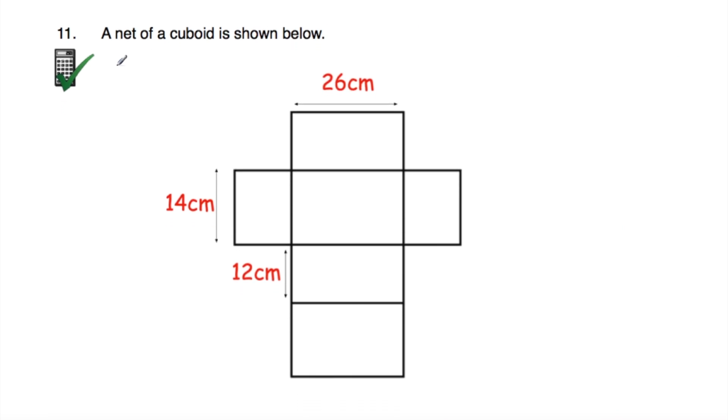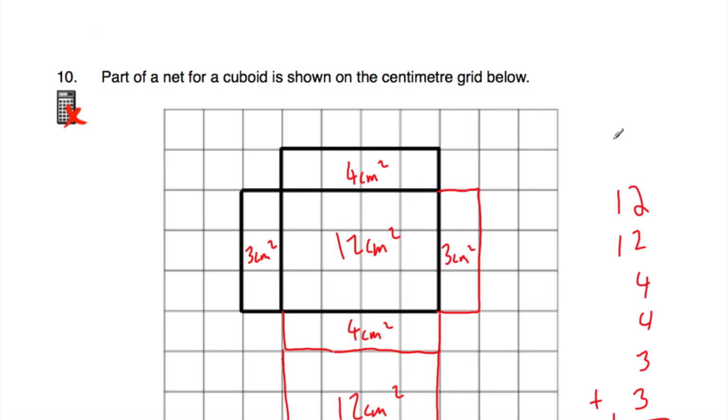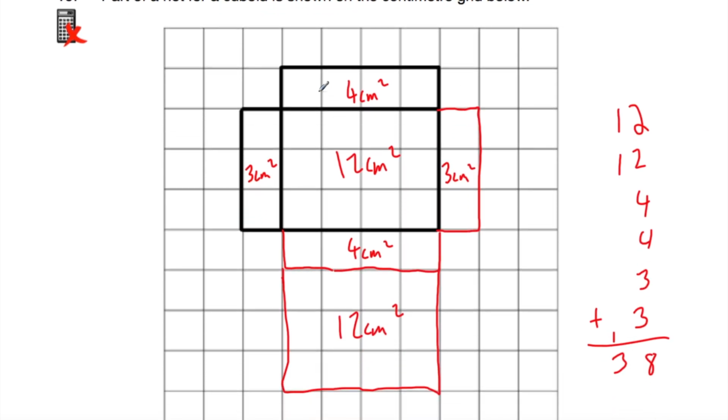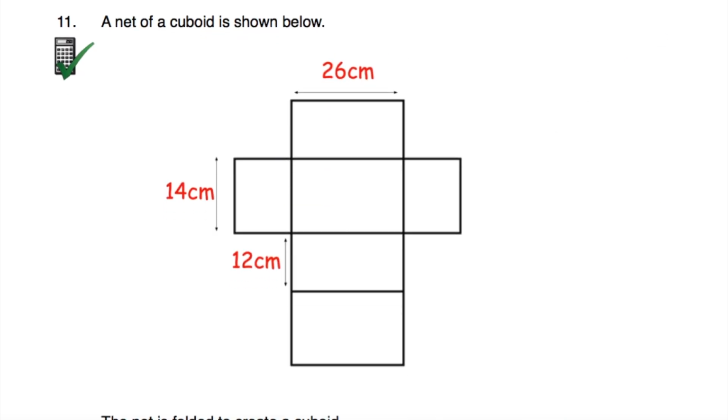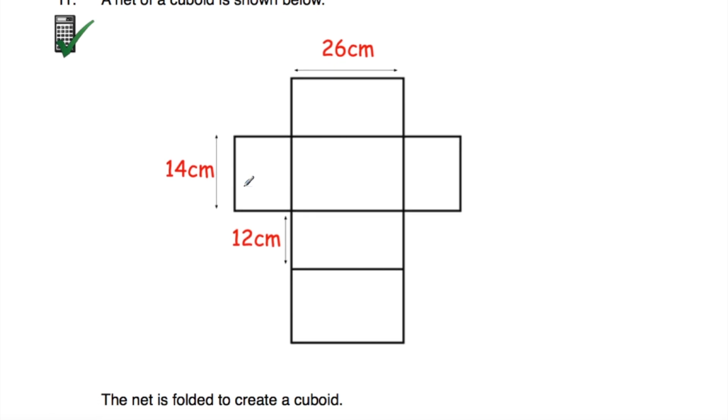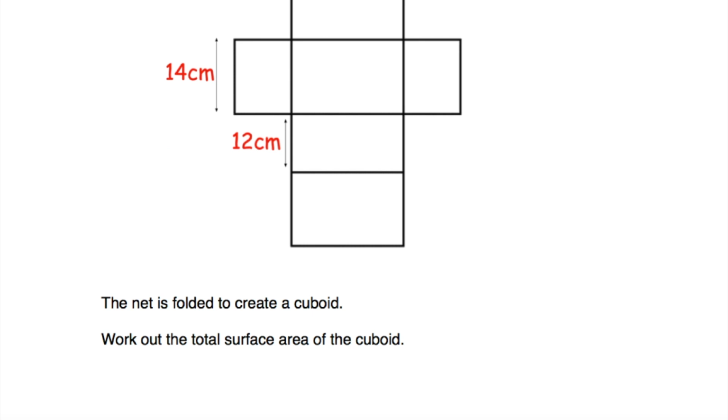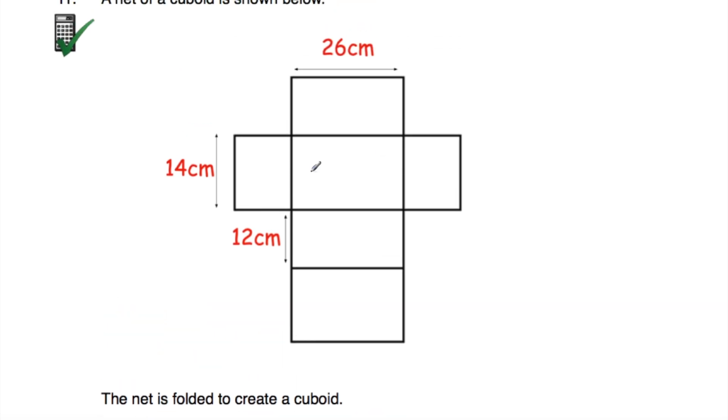So question number 11 says, a net of a cuboid is shown below. So this is the net of a cuboid, and it's quite similar to the one we had before. Obviously, before we were just able to count the squares, and that's the area of each of the rectangles, each of the faces. But here we're going to need to do some multiplication. So here we've got this net of a cuboid, and it says the net is folded to create a cuboid. And we've been asked to calculate the total surface area of the cuboid.